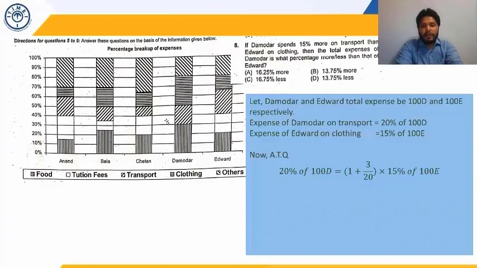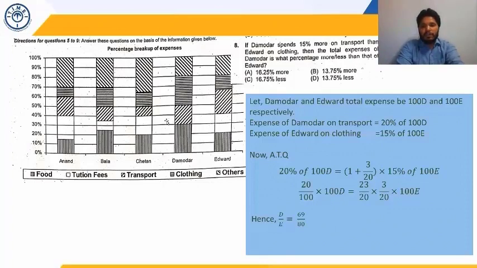So 20% of 100D, which is the amount spent by Damodar on transport, is going to be 1 plus 3 by 20 times the amount spent by Edward on clothing. What does this 1 plus 3 by 20 represent? The multiplying factor, which we have studied in percentages. If something is increased by 15% or 3 by 20, then it is going to be 1 plus 3 by 20 times the initial. And the initial is 15% of 100D.